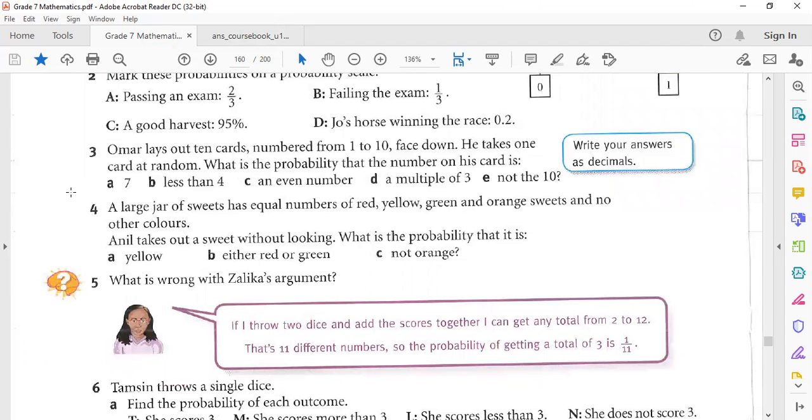Now, a large jar of sweets has an equal number of red, yellow and orange sweets and no other colors. Anil takes out a sweet without looking. What is the probability that it is yellow?